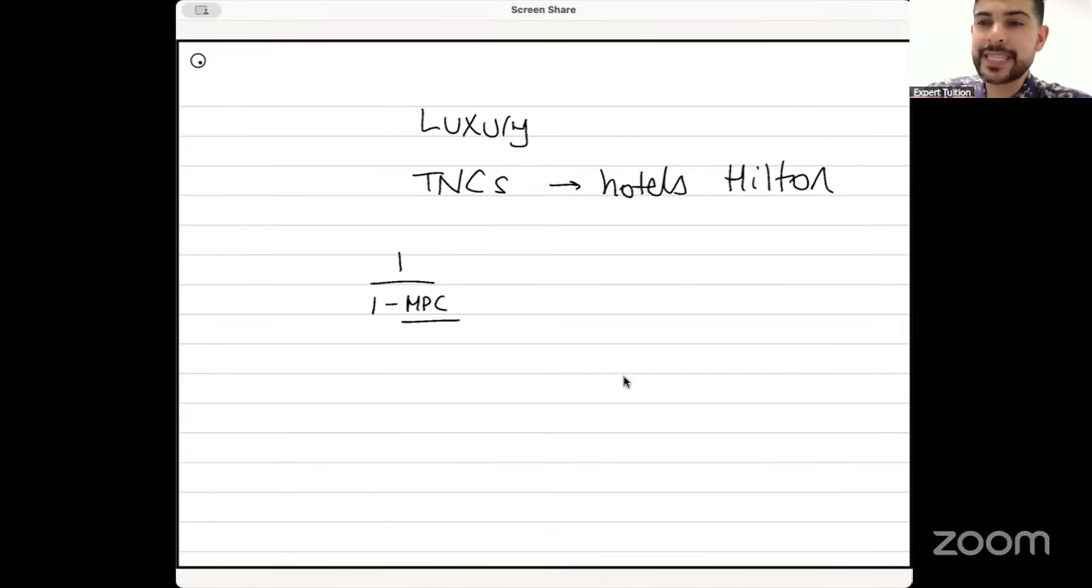Do you guys agree that the TNCs, Hilton, for example, can hire more workers? Give me examples of jobs that they hire. More receptionists, more cleaners, more waitresses, waiters. Don't give me a whole list of jobs, just give me two of them. Those people now have income. What do they do with their income? They spend it. Consumption in the economy therefore goes up.